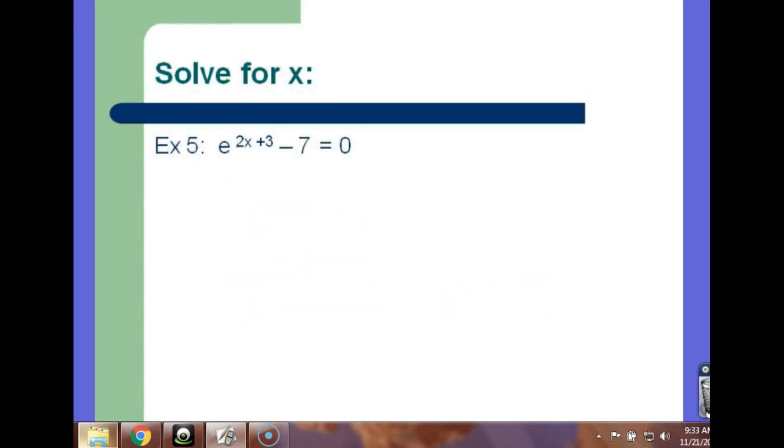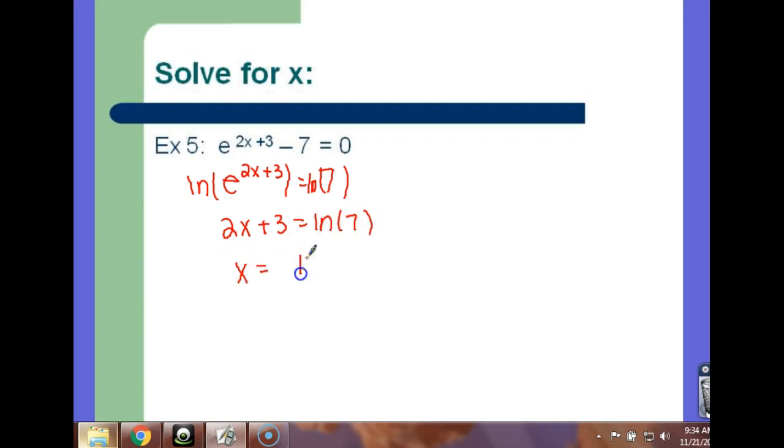Okay. Once again, same idea. You cannot take the ln until the e is isolated. So we have to add over that 7. Then we can ln both sides. So you get 2x plus 3 equals the natural log of 7. So x equals the natural log of 7 minus 3 all over 2.